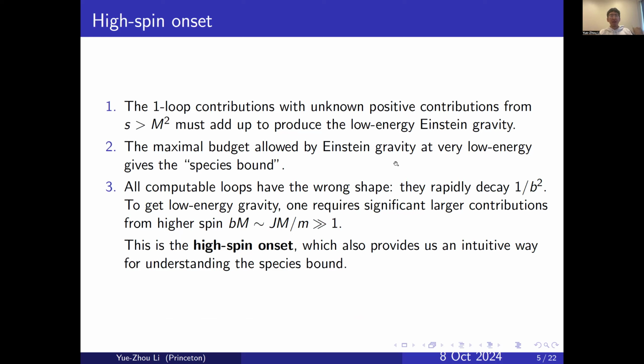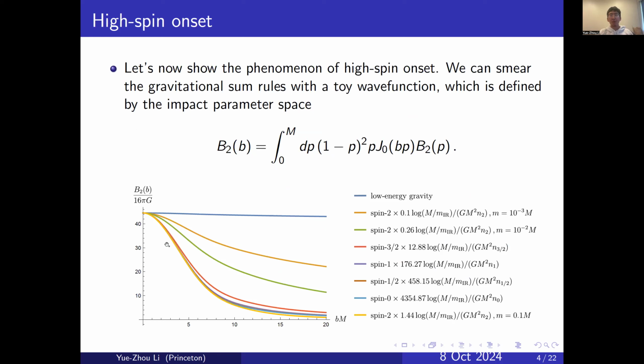If we know this, then the idea is that the maximal budget allowed by Einstein gravity at very low energy gives us something like the species bound. The rough idea is that we can choose the number of particles, the number of light matter fields, so that at low energy they add up to saturate the budget set by low-energy gravity. Those numbers are such that this curve, at very low energy and low impact parameter, saturates the Einstein gravity, and this is something that gives us the species bound.